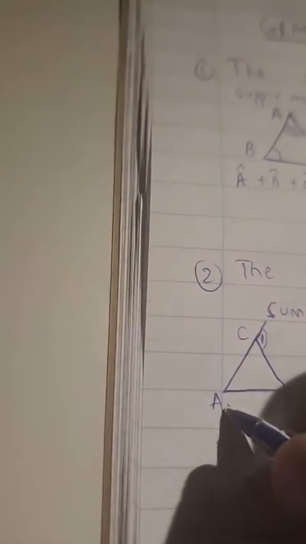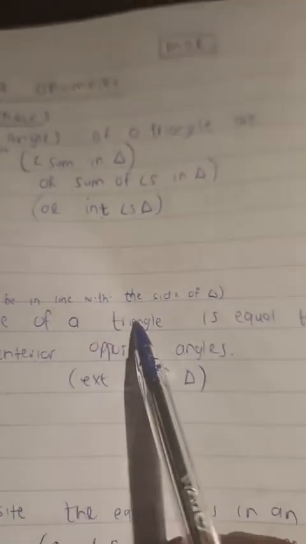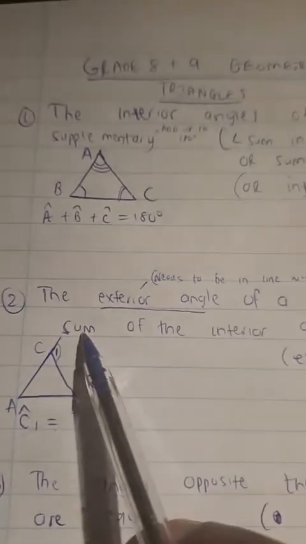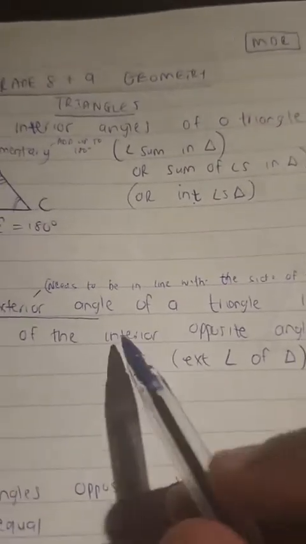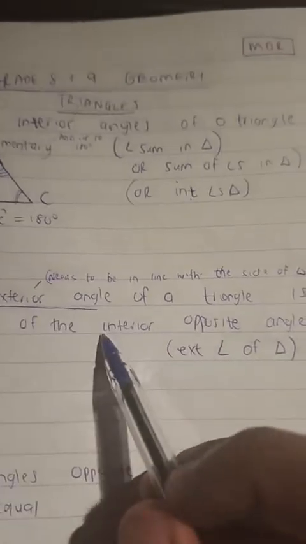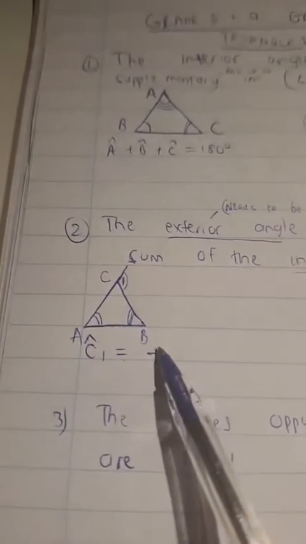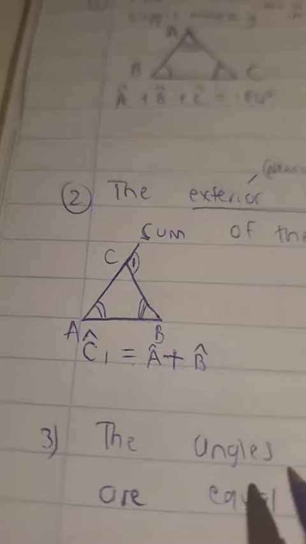We can say angle C1, which is the exterior angle. What did the statement say? The exterior angle of a triangle is equal, so there's the equal sign, to the sum. What does sum mean? It means plus, to the sum of what? Of the interior opposite angles. Now what are these interior opposite angles? The interior opposite angles in this situation are angle A and angle B. Please take note. So therefore I say angle A plus angle B.